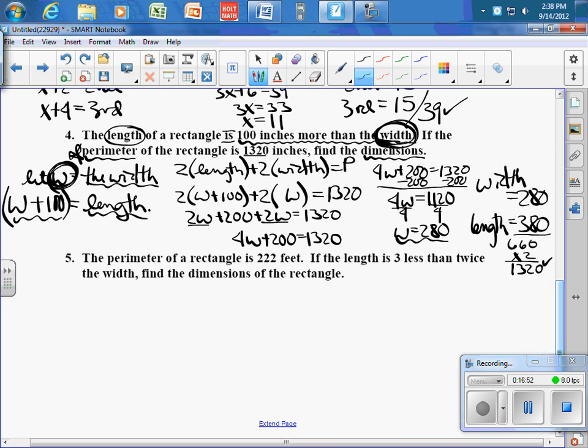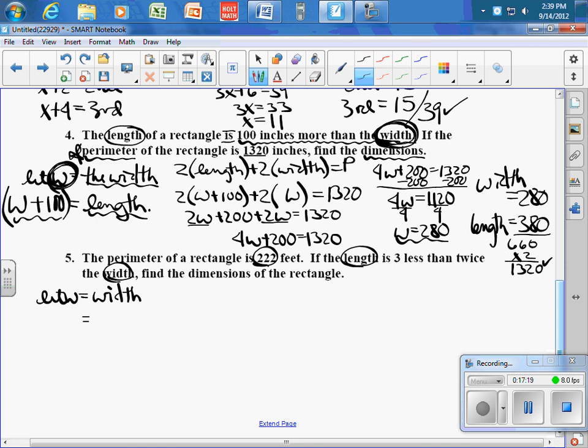Number 5, the perimeter of a rectangle is 222 feet. If the length of it is 3 less than twice the width, find the dimensions of the rectangle. Well, the perimeter is 222. Here's the length. Here's the width. Which one's mentioned second? The width. So I'm going to say let W be the width.